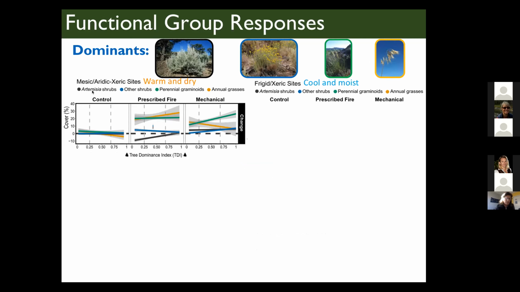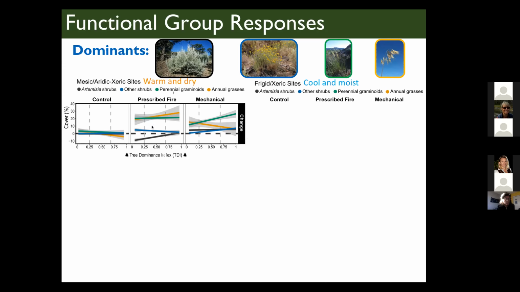And so in black is Artemisia shrubs, other shrubs are in blue, green are perennial grasses, and yellow is annual grasses. So we're looking at the change in cover over time. So if it's above this dotted line, there's an increase in cover. If it's below the dotted line, it's a decrease in cover. And again, we have it across this tree dominance index.